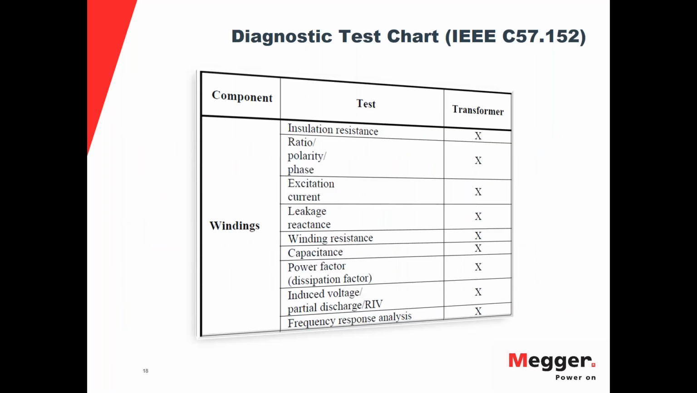So pulling out of the C57.152, we have a diagnostic test chart here. These are all the different tests that you can do on windings, and of course we're going to highlight ratio, polarity, and phase. Polarity and phase relation tests are of primary interest, especially when you're paralleling or banking two or more transformers, and they're made to determine the angular displacement and relative phase sequence. Then we're going to look at excitation current. Now this is a low voltage excitation current test. This isn't the high voltage excitation current test that you can do with a power factor test set.